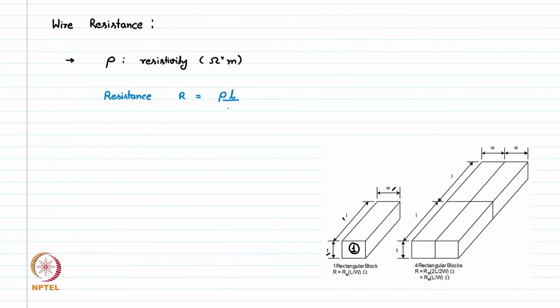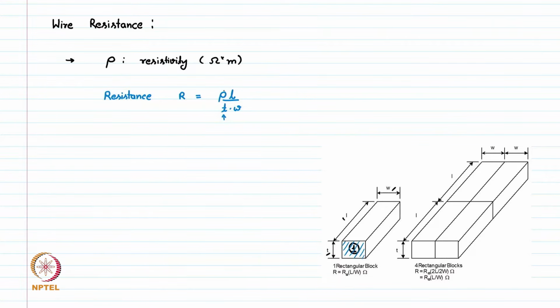A is the cross section area of this wire, which is nothing but T into W. So this cross section area is T multiplied by W. So we write R equals rho L upon T into W. If we look closely at this formula, rho is a constant, and for most processes this thickness is also a constant. What thickness we deposit is generally a constant for that technology.